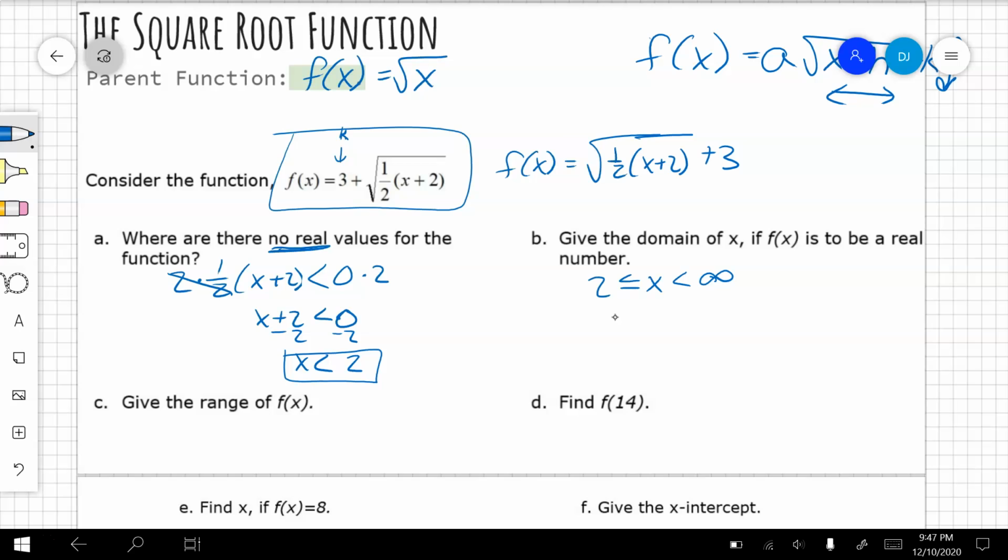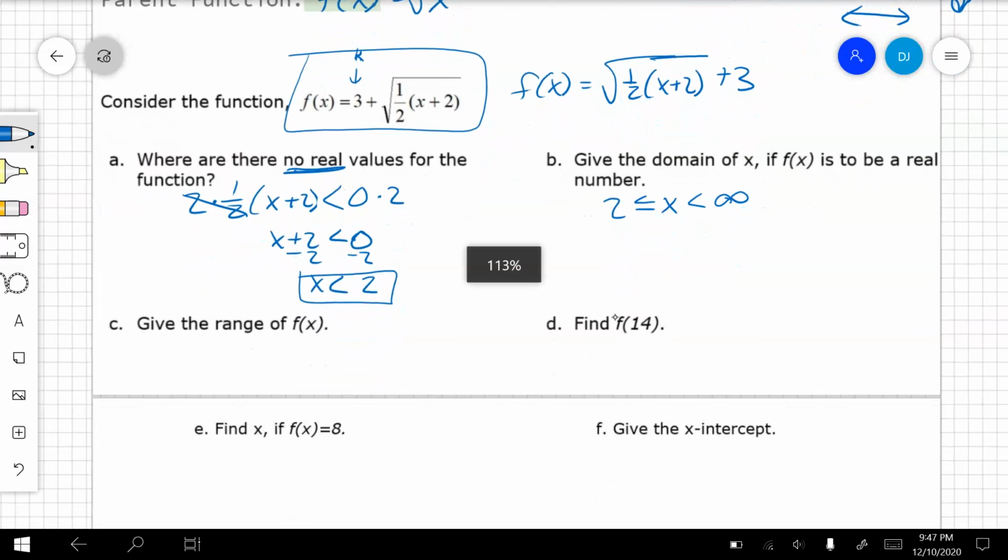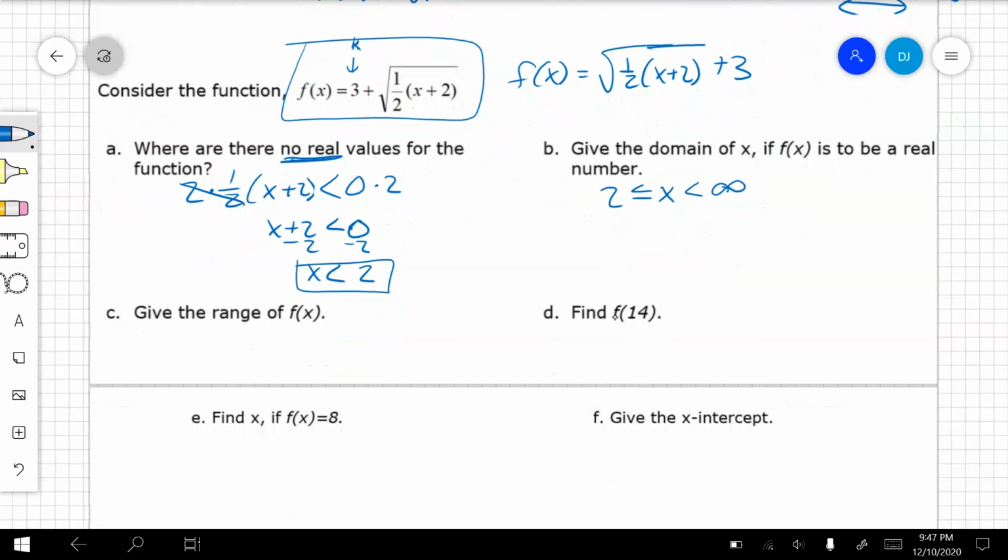Now we're going to give the range for x. Now if we're talking about range, we're talking about the y values. Okay, so looking at the parent function, our parent function is normally 0 less than or equal to y less than positive infinity for the square root, because we talked about that on that other page.